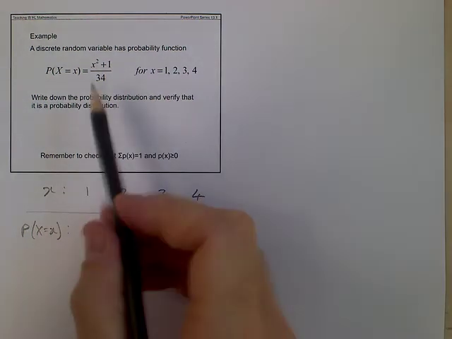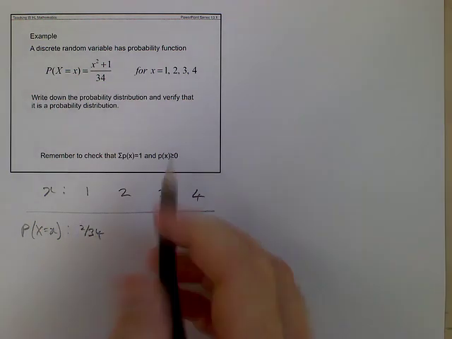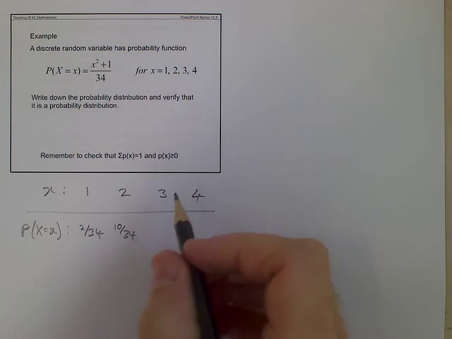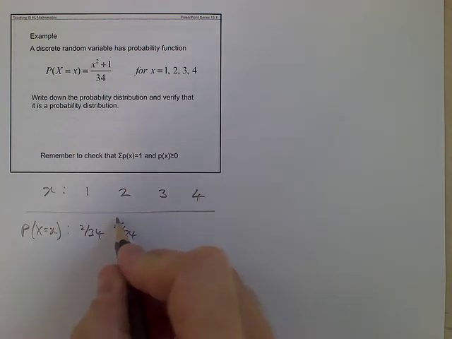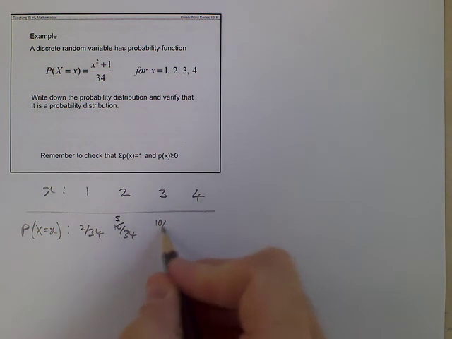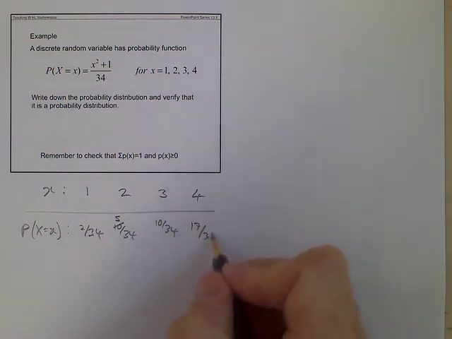So if x is 1, then that becomes 2 out of 34. If x is 2, that becomes 10 out of 34. 3 becomes 5 out of 34. If 3, it's 10 out of 34. And for 4, it's 17 out of 34.